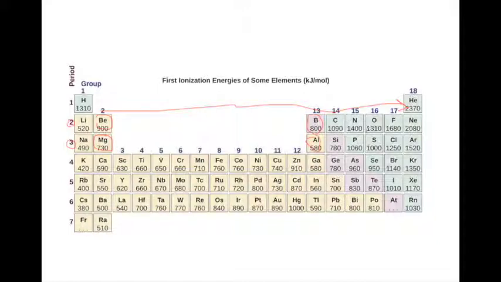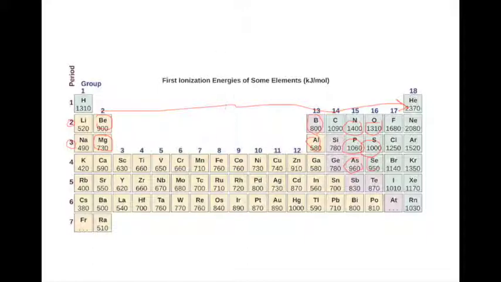Now we see one other exception or deviation to this trend. When we go from nitrogen to oxygen, there is a decrease in the ionization energy between these two atoms, as well as those right below it, as we go from phosphorus to sulfur. We also see it a little bit from arsenic to selenium. So the ionization energy does not steadily increase from left to right. It generally does, but there are a couple of exceptions.